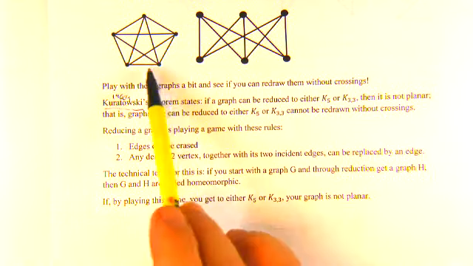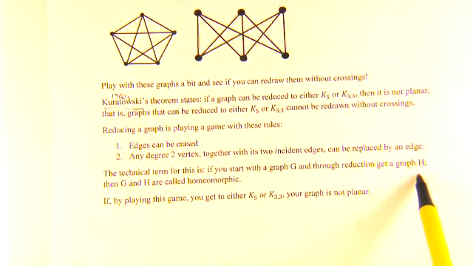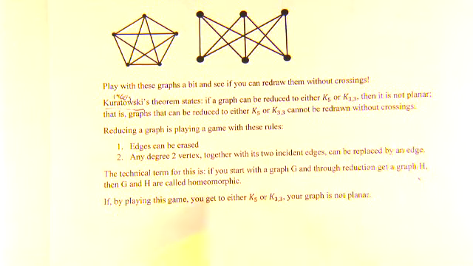And if you start with one graph and you reduce it, you get a graph H. They're called homeomorphic, and you'll see that term in the text. So if by playing this game you can get to either K5 or K33, your graph is not planar. You can, of course, delete all the edges and get a graph that has no crossings, but that doesn't actually help, right? This is a game to show whether or not one of these two graphs is a reduction of the graph that you started with.